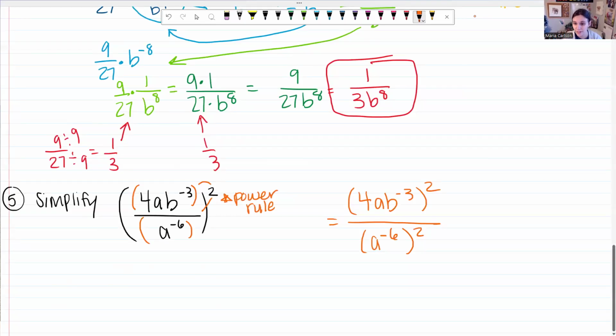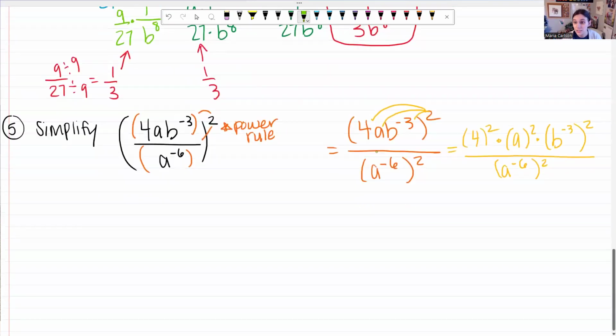So looking at the numerator, the squared is going to apply to the 4. We're going to square the 4. A will get squared, and the b to the negative 3rd power. All of those things are going to get squared because they're all just being multiplied together. So this is really like 4 squared times a squared times b to the negative 3rd power squared, right? The squared goes to all of those things in the numerator, and in the denominator, we just have a to the negative 6th power squared.